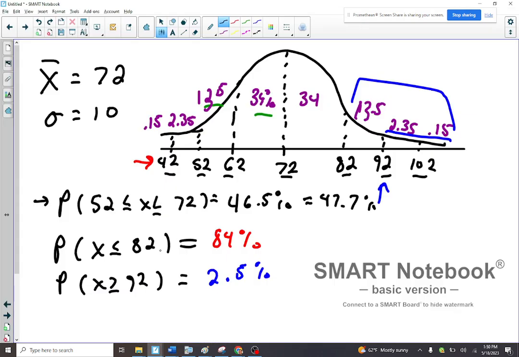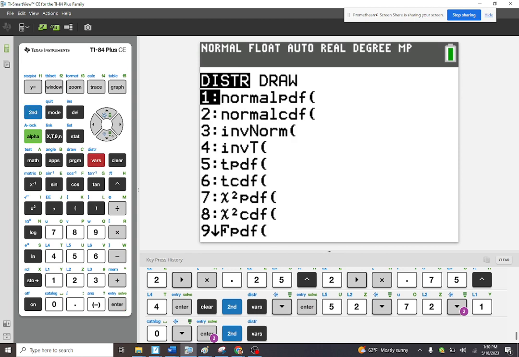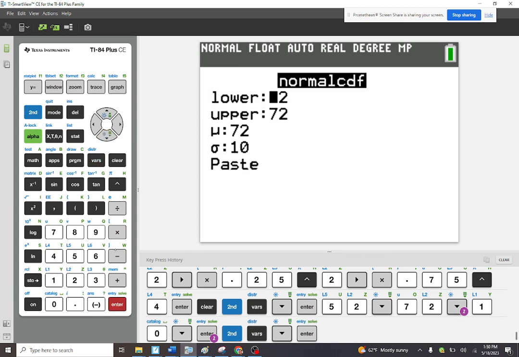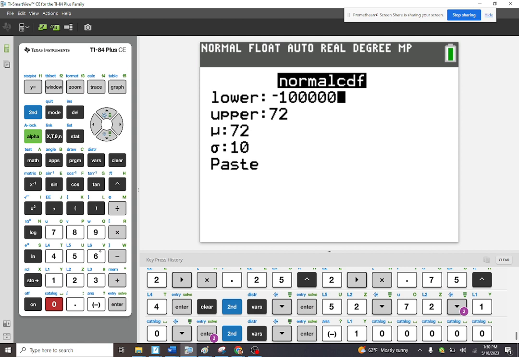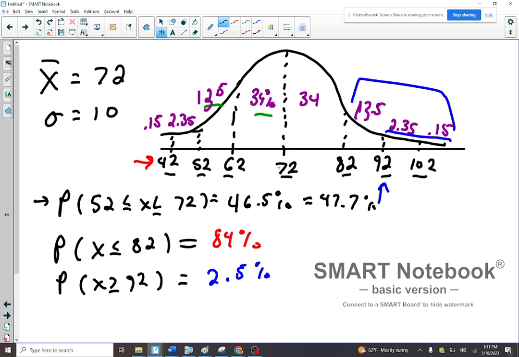All right, next one. We have something smaller than 82. So in this case, when we do normal CDF, for our lower, we need something really small because it can't go to infinity. So I put something like negative a million or something. Doesn't matter how many. I need to go to negative infinity, but the issue is, it can't. It doesn't matter what number you put. It's just something a lot smaller than the mean. You could put 0, probably the same thing, but I just put a big negative number to make sure it's safe.